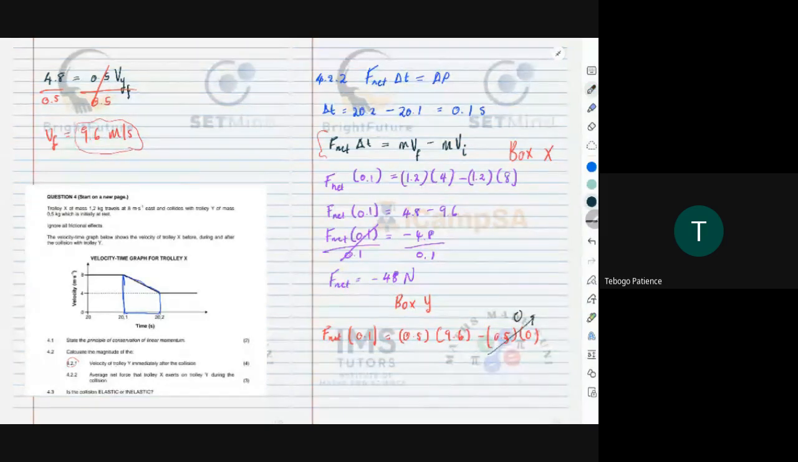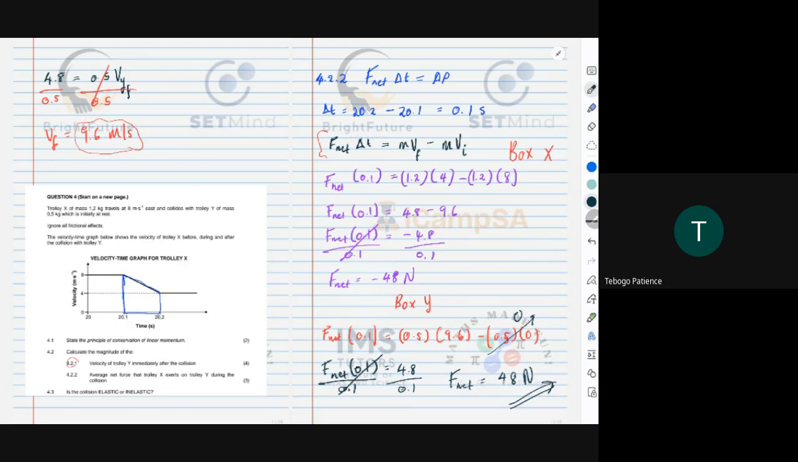This goes away. Then now you have your F net times 0.1 equals, this is going to be the 4.8 again. So that means you have 9.6 times 0.5. So this is going to be 4.8. Divide by 0.1, divide by 0.1. Then that goes away. Then you have your F net here. Divide by 0.1. So we are back with 48 newtons.